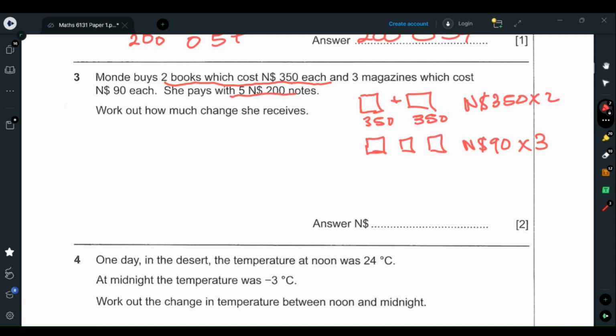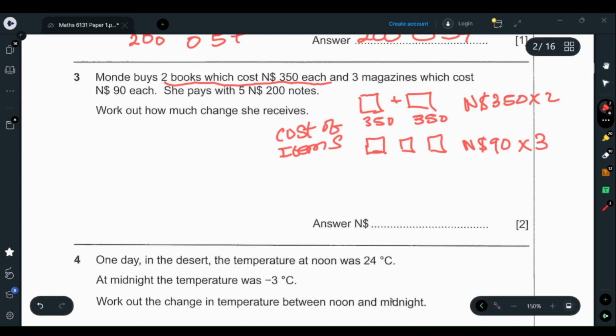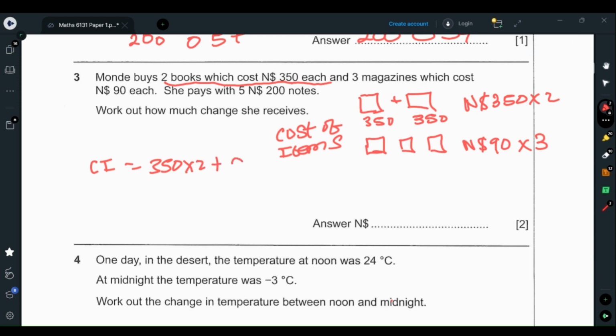And she pays with 5 200 notes. So 5 200 notes. So this is the cost of all the items. So let me write it properly nicely. Cost of items, CI stands for cost of items, is equal to 350 times 2 plus 90 times 3. So that is the same as what? 350 times 2, 350 plus 350, that is 700, plus 90 times 3, that is 270. So the total is 970. That's the total.